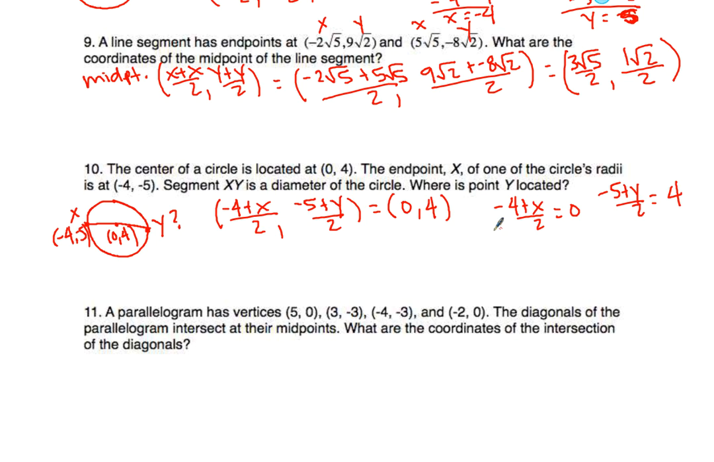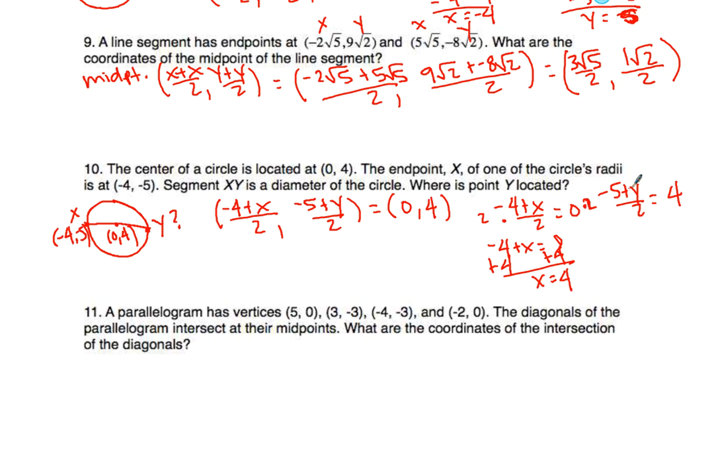Now you can solve for x in this one, which means you'll multiply both sides by 2. And so you get -4 plus x equals 0 times 2, which is 0. Add 4 to both sides so that you can get x by itself, and you get that x is equal to 4.